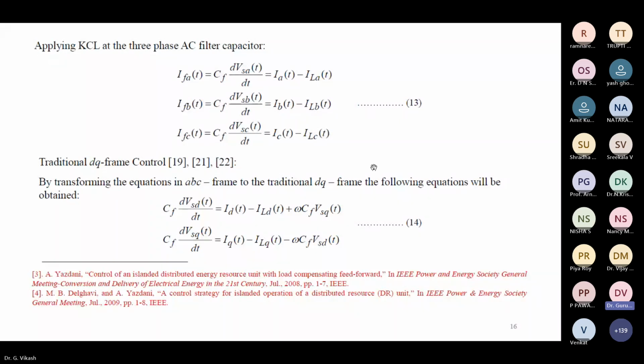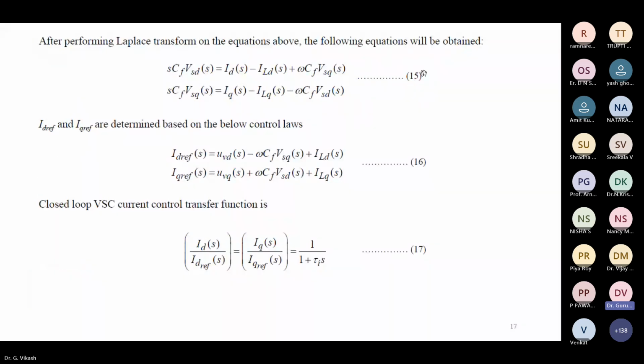And similarly here also, these IA, IB, all these things are AC in nature. So we have to transform ABC to DQ. Equation 14 shows the transformed equations. Then we will apply the Laplace transform, then we will get equation 15. This design is almost similar to the current controller design, just the equations are like this. And here also this ID reference and IQ reference are determined based on the control law.